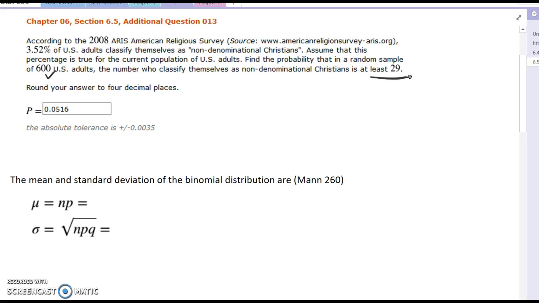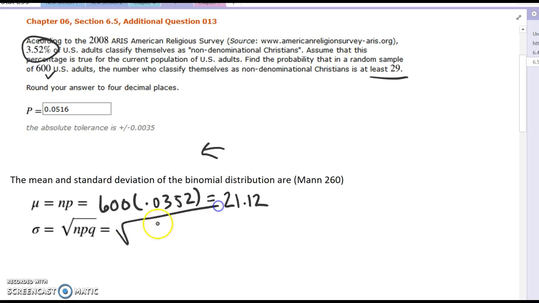So the first thing we need to do is calculate the mean, which is N times P, in this case 600 times 0.0352. This is a percent, so you move the decimal 2 places to the left to get it into decimal form. If we calculate that, we get 21.12. And then if we plug in the square root of 600 times 0.0352 times 1 minus 0.0352, we get 4.514, and that tells us our standard deviation.